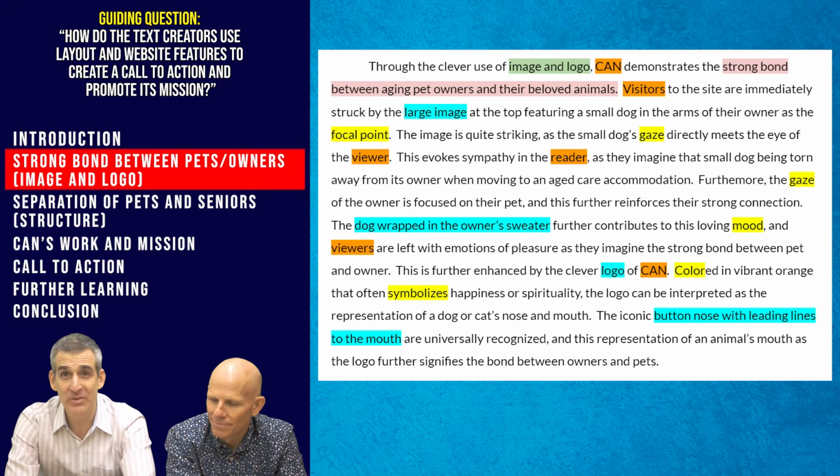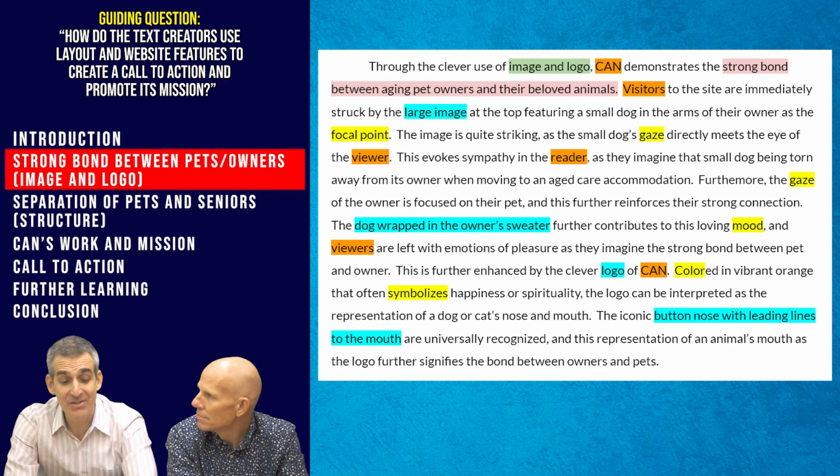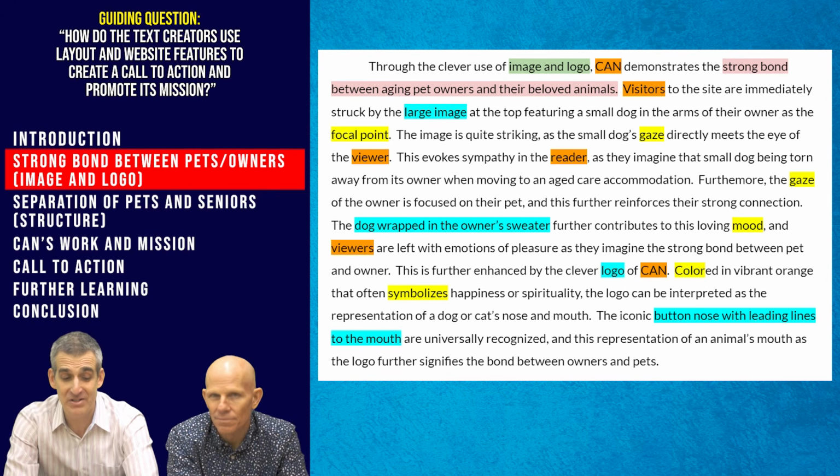And they talk about some really interesting visual analysis tools like focal point and gaze. We would use these for describing images. And if you look on our website, you'll see this type of language for our photograph section.